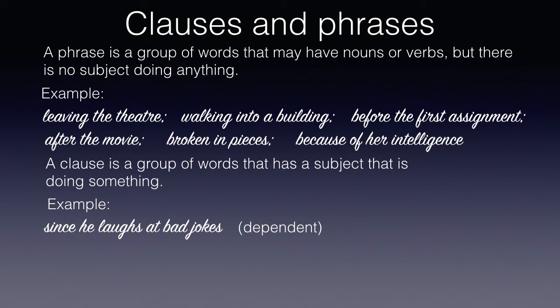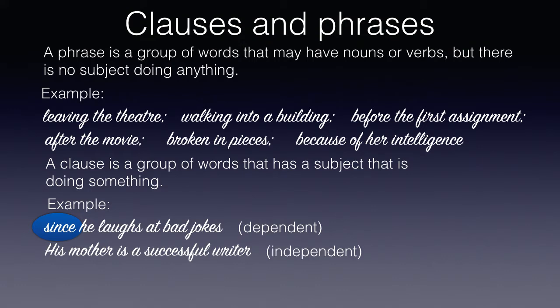Dependent clauses have a subject doing something, but they have a subordinate conjunction at the beginning of the clause. That means that the clause cannot stand by itself as a complete sentence. In other words, the dependent clause is dependent upon another clause. It can't make a complete sentence by itself. His mother is a successful writer. This is an independent clause. If the clause can stand by itself and form a complete sentence, it is an independent clause.